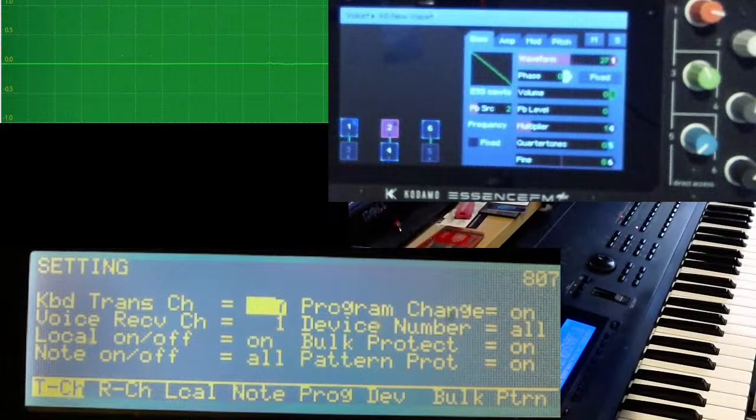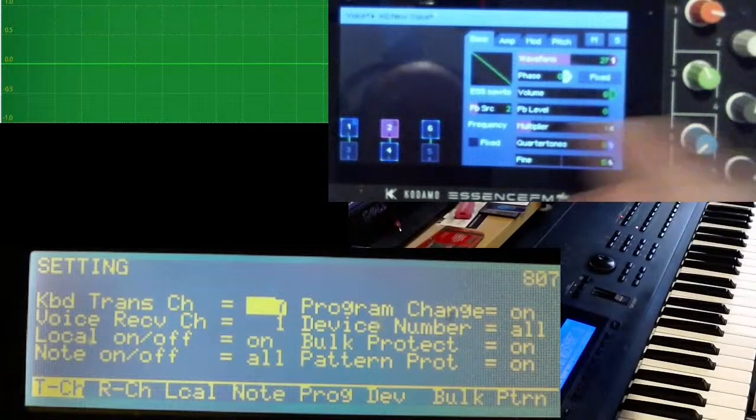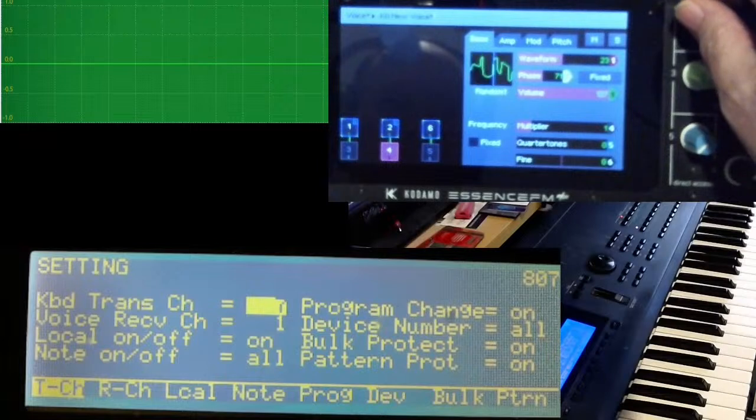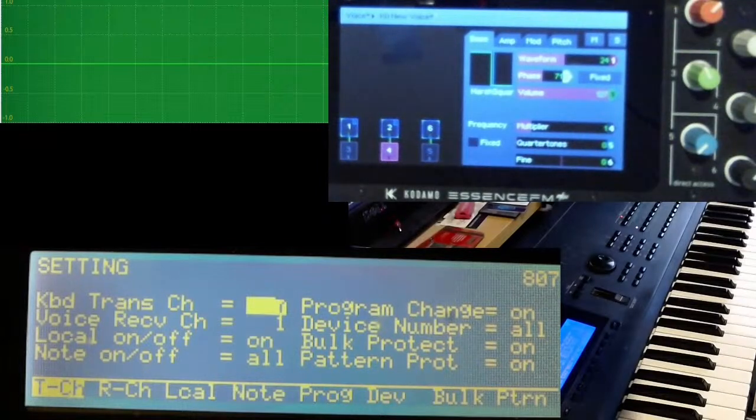So now I've called up just a straightforward complex square wave on operator 4 here. Let's start with this one. This is actually a nice harsh full harmonic.